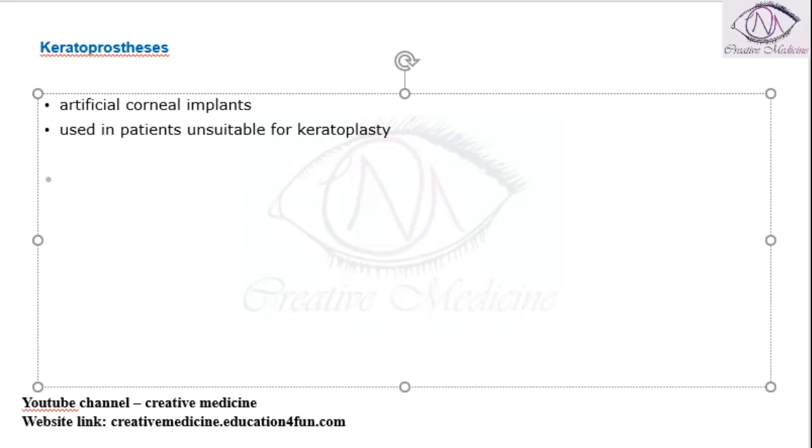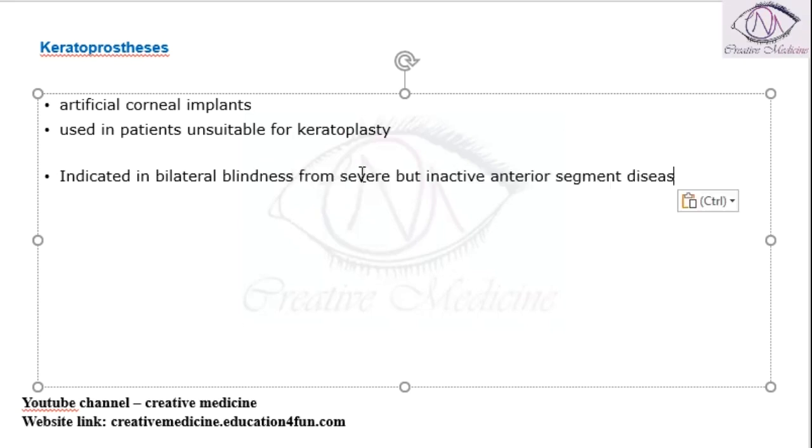These are indicated in bilateral blindness from a severe or inactive disease. Whenever there is bilateral blindness with no chance of success with keratoplasty, that is, they are unsuitable for keratoplasty, in them we can do this keratoprosthesis.